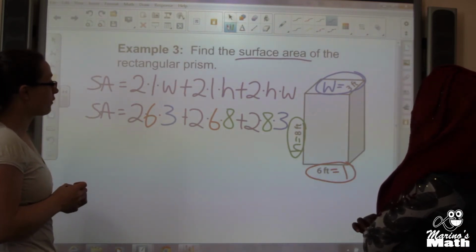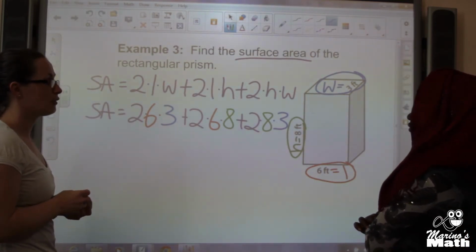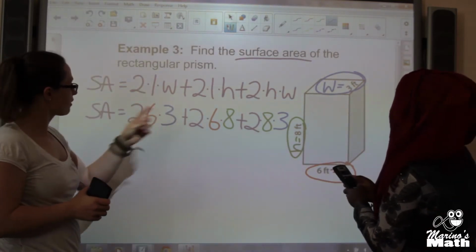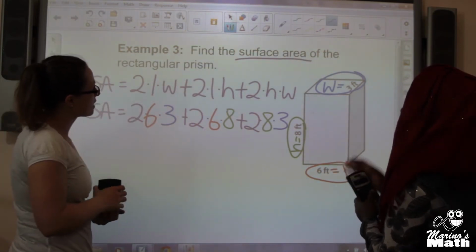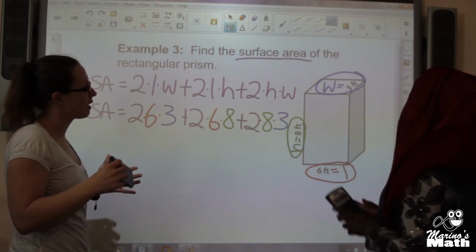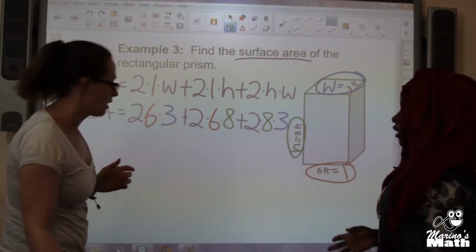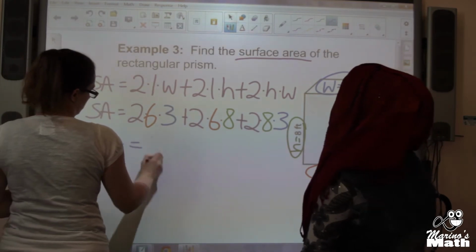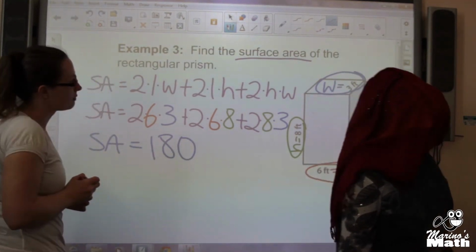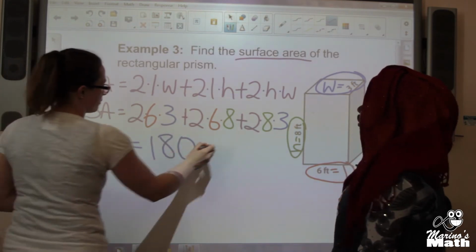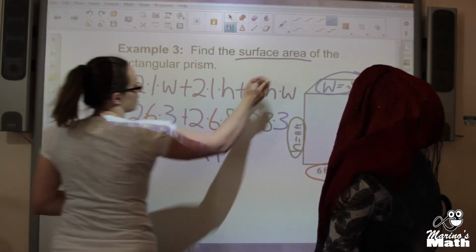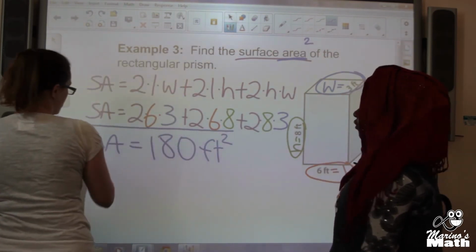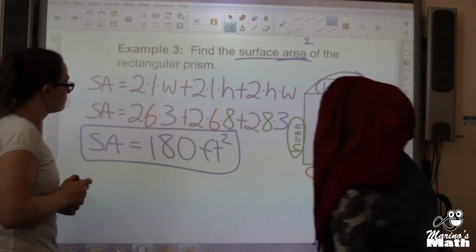Now I think we're going to take this whole thing and put it into the calculator and see what comes up. So take your calculator, put in 2 times 6 times 3 plus 2 times 6 times 8 plus 2 times 8 times 3. Which is 180. And what should our label be? Feet. Every time we see the word area, it needs to have a square. So we have square feet for our area.